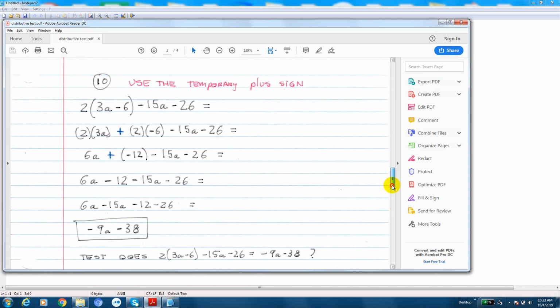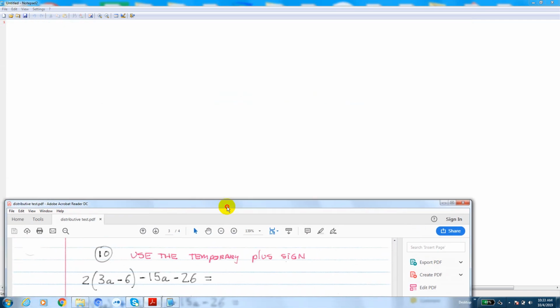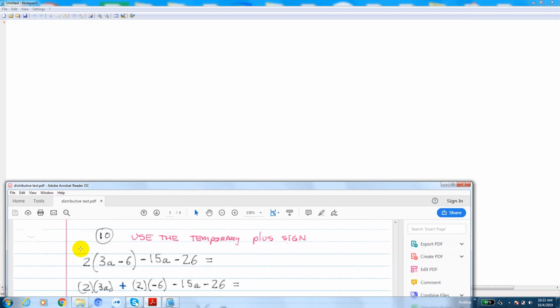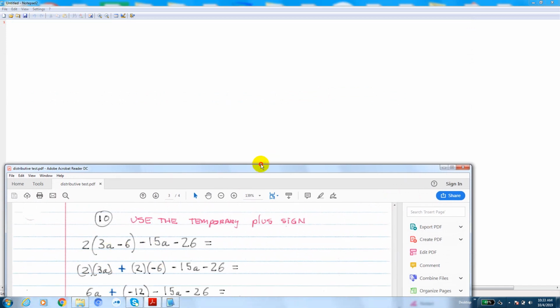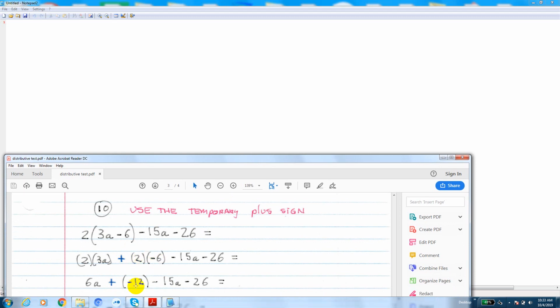Okay, problem 3. So we have this problem here. So here we have 2 times 3a, temporary plus sign, it's in blue, 2 times -6, and then this other stuff's pretty boring, right? And then you do 6a, temporary plus sign, 2 times -6 is -12, carry everything else down.